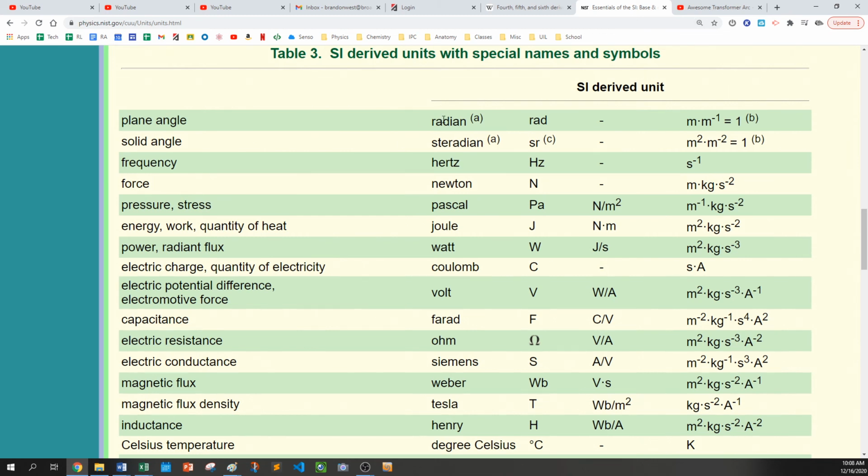So some very common derived units. Radian is a measurement of angle. It's a meter divided by meter, so it's technically a fictitious unit. A meter divided by meter cancels out to one. This is another fictitious unit. I've never even heard of it. We have Hertz, we have Newton. Pascal is the unit of pressure, which is equal to a Newton divided by meter squared.